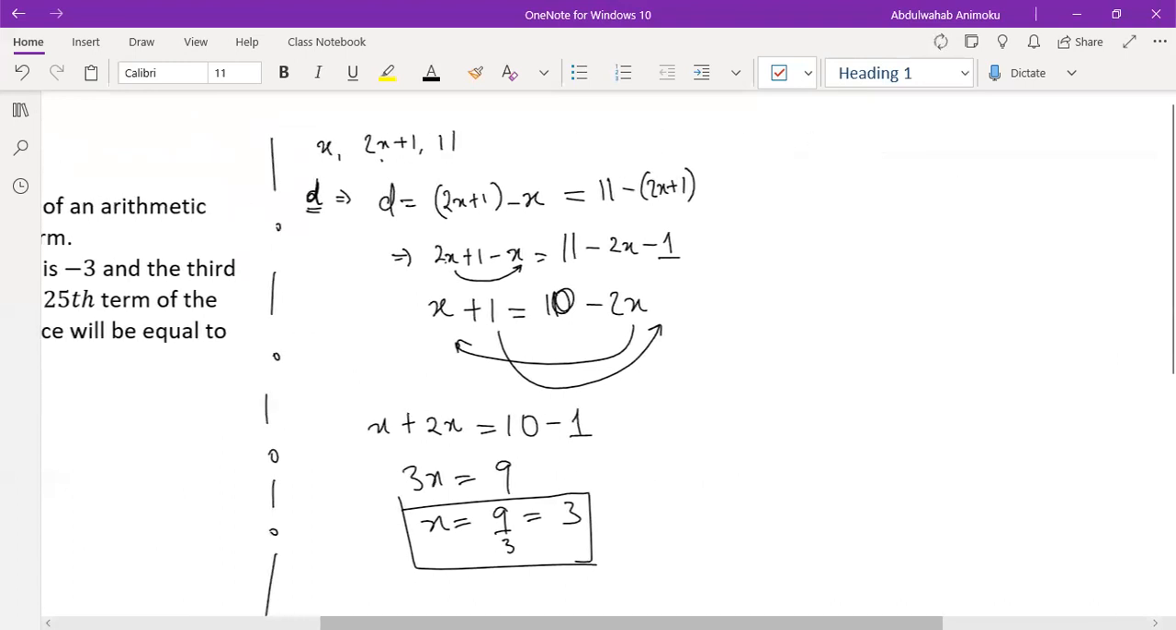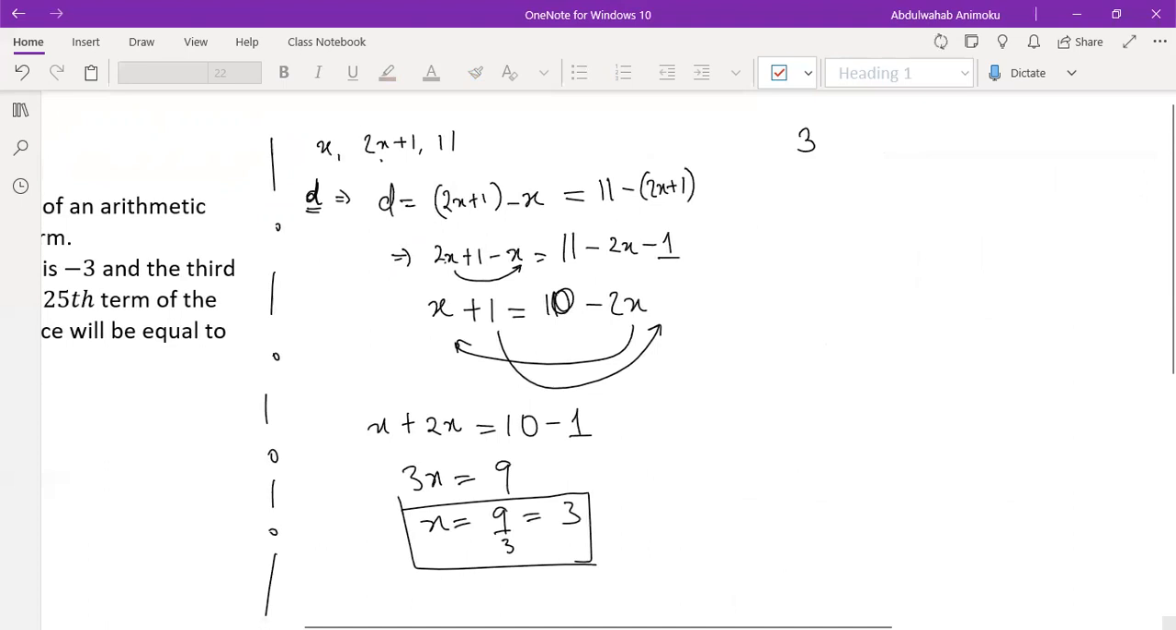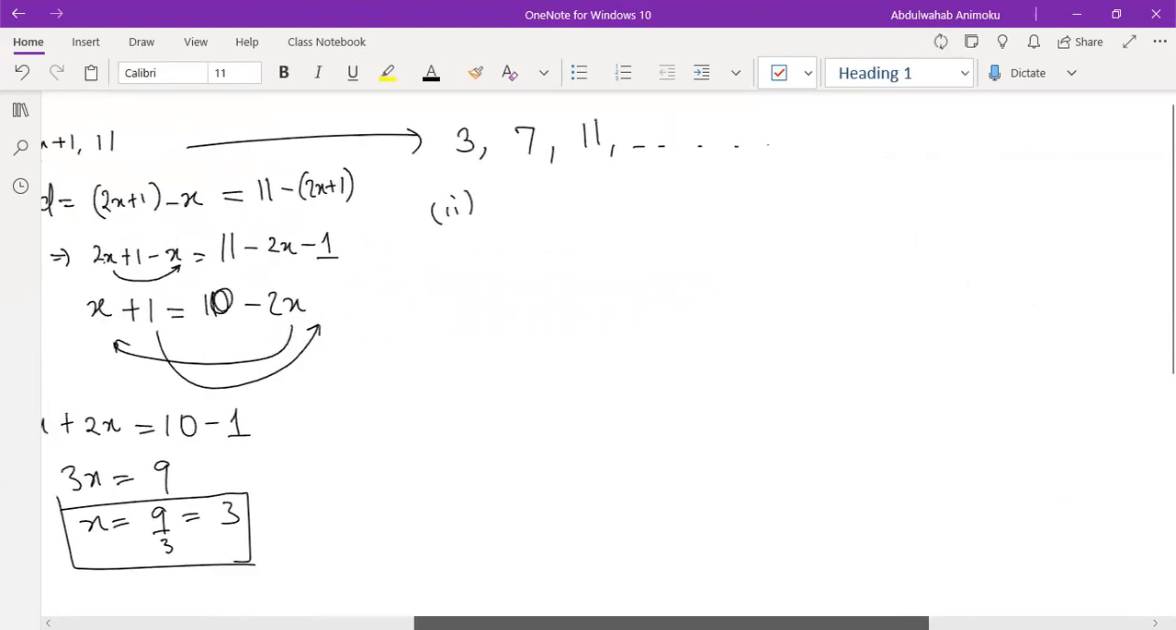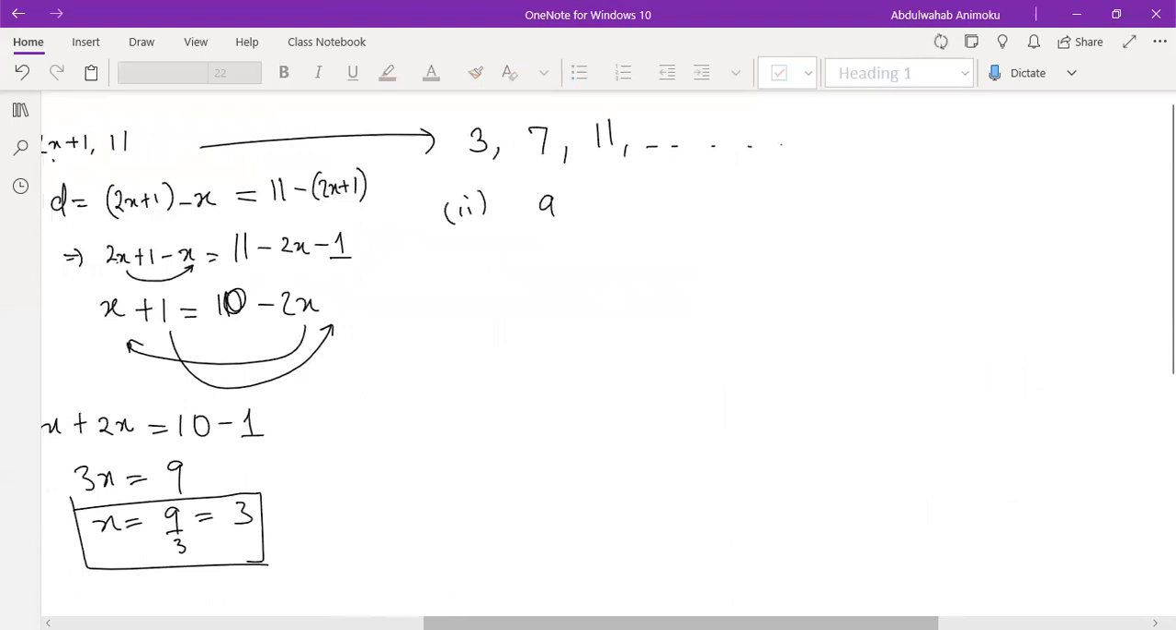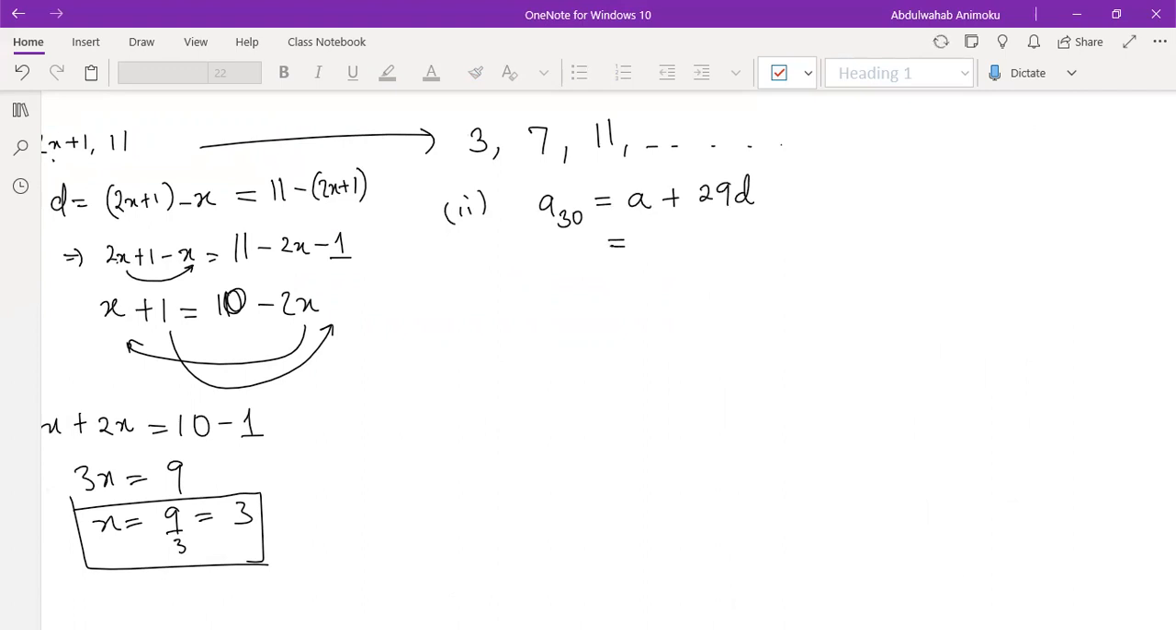Now, what does this mean? Now that we know x is 3, looking from here, the first term is 3, the next term is 2 times 3 plus 1, which is 6 plus 1, which is 7, and the next term is 11, and so on. So these are the first three terms. Now, the second part says we should find the 30th term. I think that is quite easy. A30 is A1 plus 30 minus 1, which is 29d. We know our first term is 3.